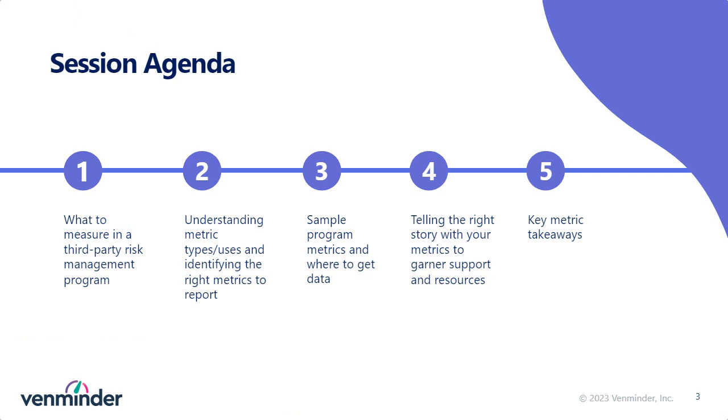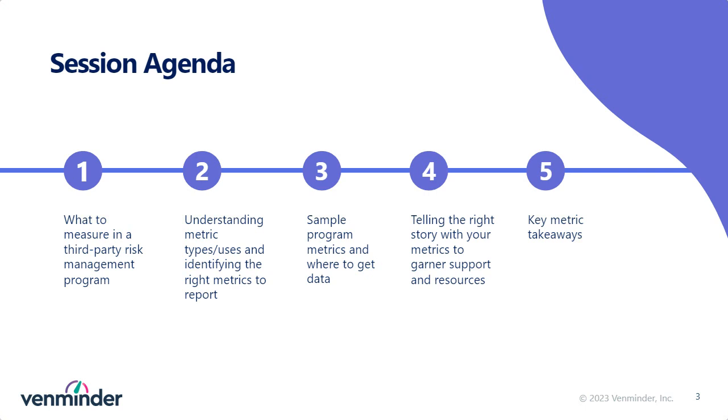Well, welcome everyone. Today we are going to start off by talking about what to measure in your third-party risk management program. Then we're going to jump into the different types of metrics and the right type of metrics you want to consider when building out your reports. We'll go through some samples and how to get the data, and then we'll dive into how to really tell the right story with those metrics to get support. And then we'll walk away with some key takeaways and Q&A.